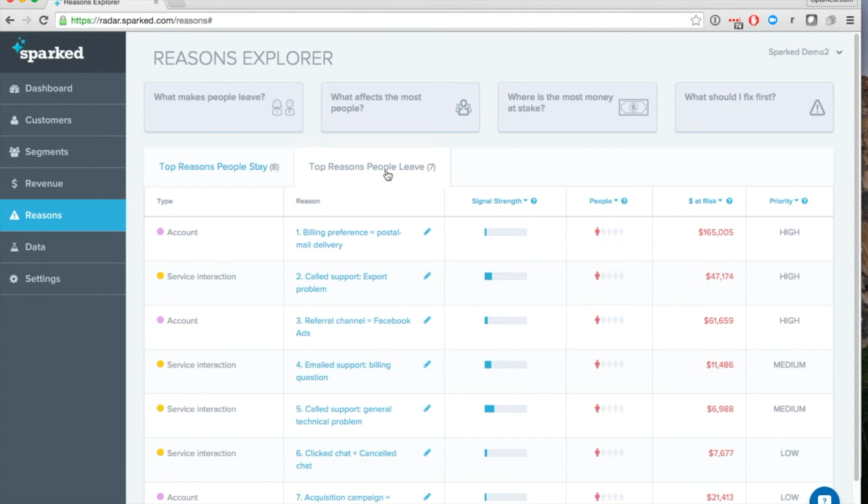I'll click over here to the reasons that people leave. These are the factors that are associated now with churn. And it's a very similar list. Here, the dollars at risk are really at risk because the factor is connected to accounts that churn.